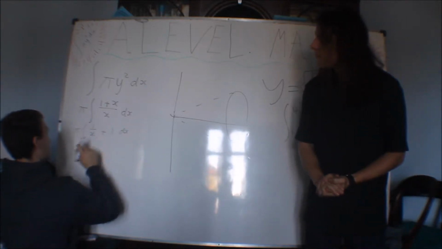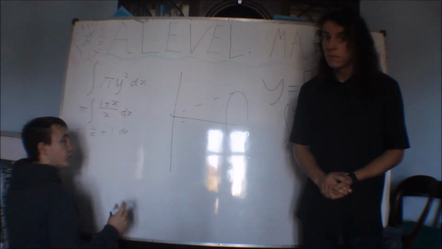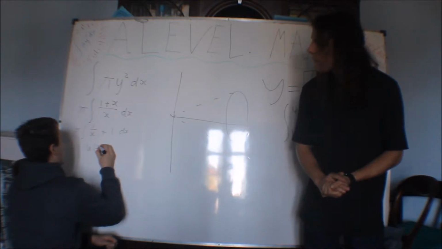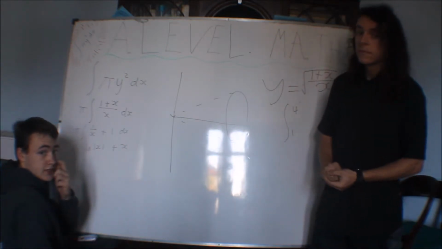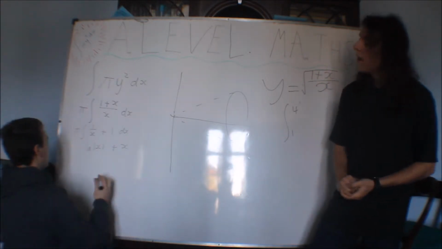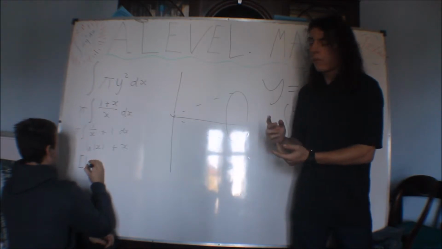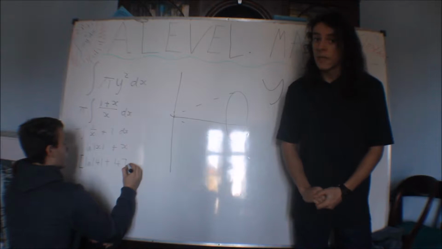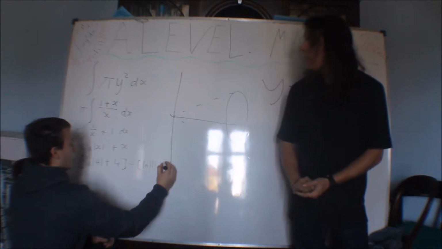If you integrate that, you should know from integration rules that integrating 1 over x is ln mod x. So you've got ln mod of x, and if you integrate 1, you just get x. You'd condone a plus c in the exam papers, but now we're going to put in our 4 and 1, so we don't need the c. We put in our 4 in place of the x, and minus the 1 from the other. Ln mod 4 plus 4, take away ln 1 plus 1.